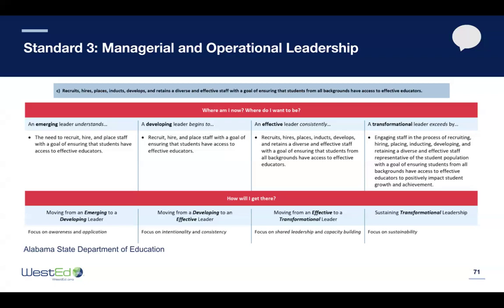Transformational leaders exceed expectations by engaging staff in this process, creating a collaborative, cohesive environment that drives school-wide improvement and directly impacts student success and achievement.